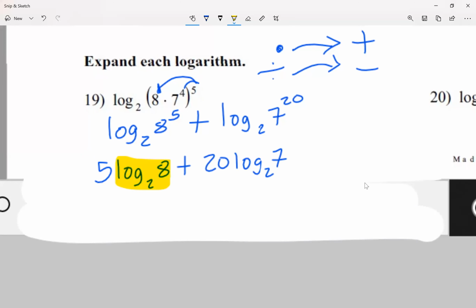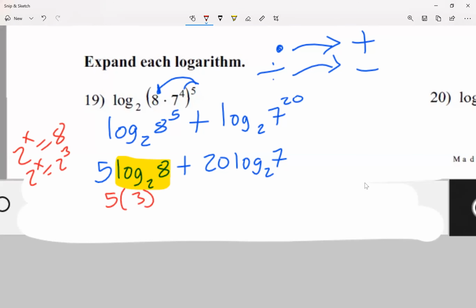Let me highlight this one. I can simplify, because in my mind, let's take a look in red, I'm rewriting that as 2 to the x is equal to 8. I'm thinking of 2 to the x is equal to 2 to the third. So log base 2 of 8 looks like a 3 to me. So this looks like 5 times 3 plus 20.